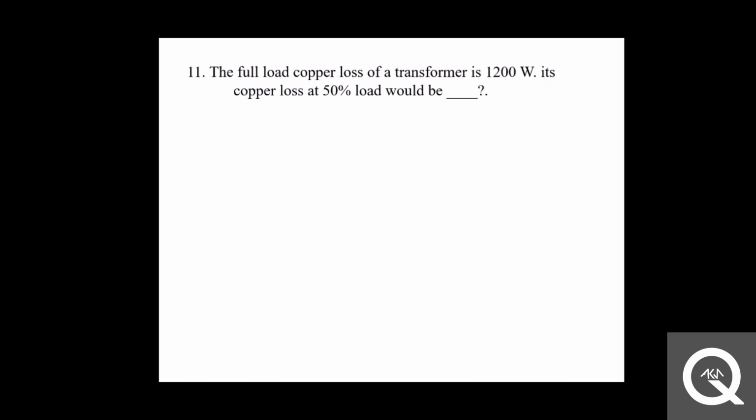The full load copper loss of a transformer is 1200 watt. Its copper loss at 50% of load would be? The options are 300 watt, 600 watt, 1200 watt, 1600 watt. The answer is 300 watt.